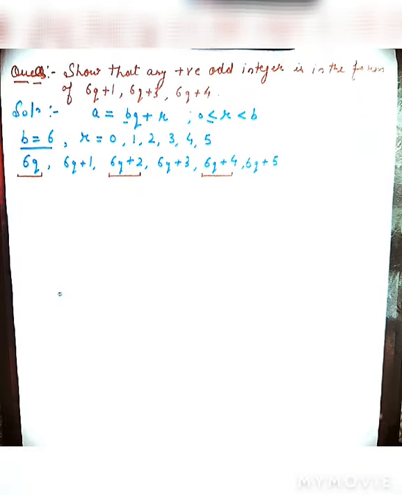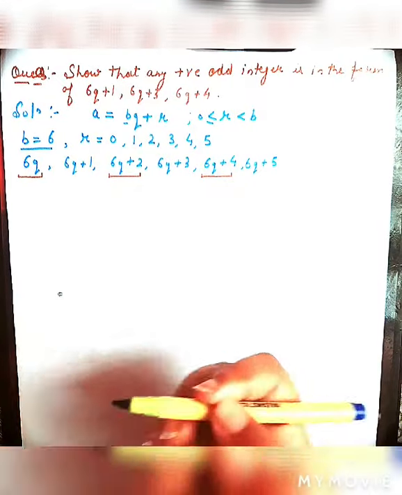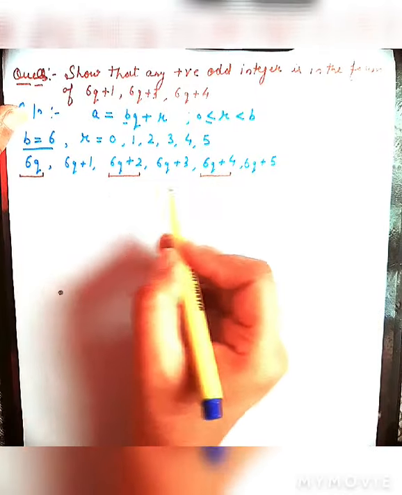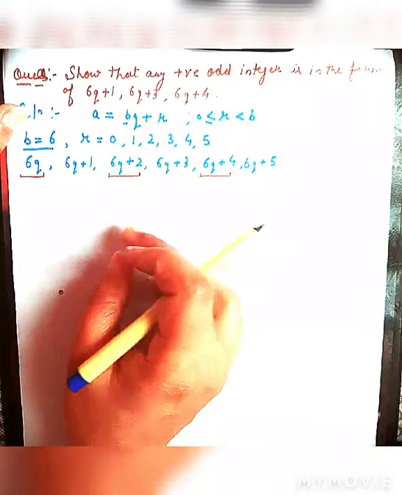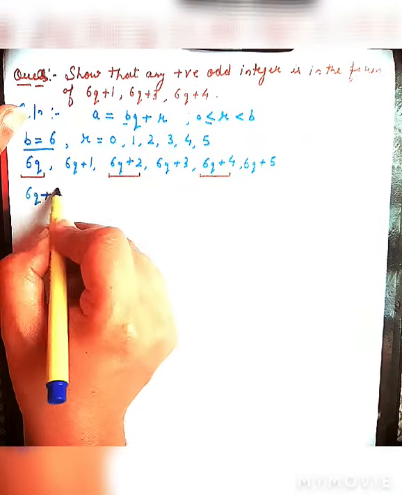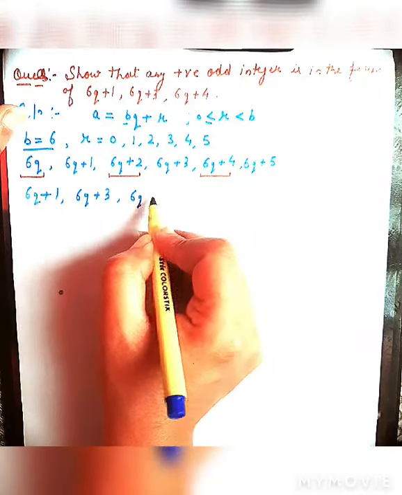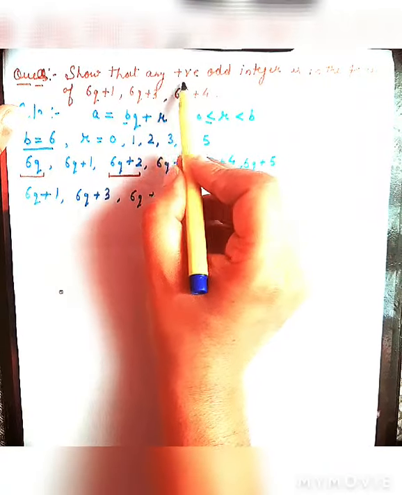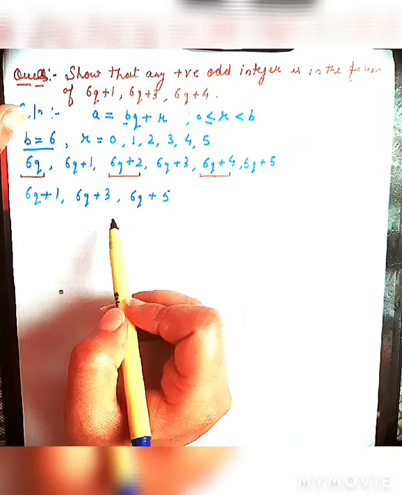Fine. But here we will cross out 6q, we will cross out 6q plus 2, we will cross out 6q plus 4. Why we will cross this? Because we need odd positive integers. These are not odd, as this is divisible by 2, this is divisible by 2, this is also divisible by 2 when we take out common 2 from here. So these will not be the numbers, so we are left with 6q plus 1, 6q plus 3 and 6q plus 5. So yes, we have proved that any positive odd integer will always be in this form.